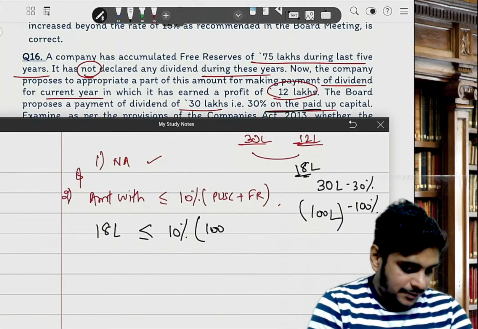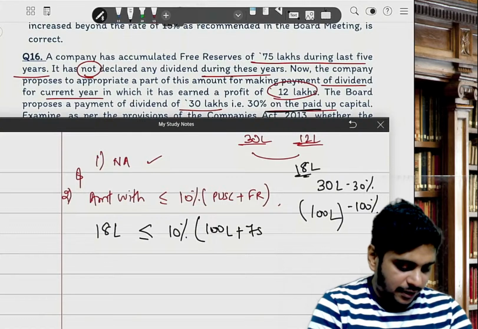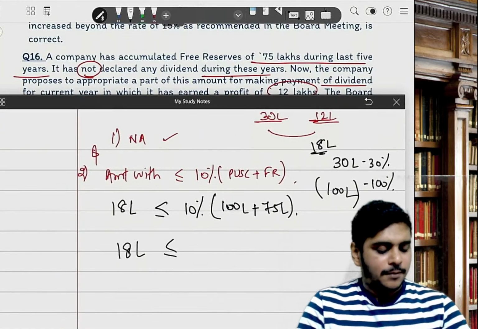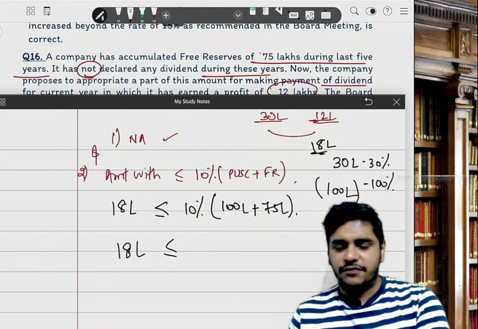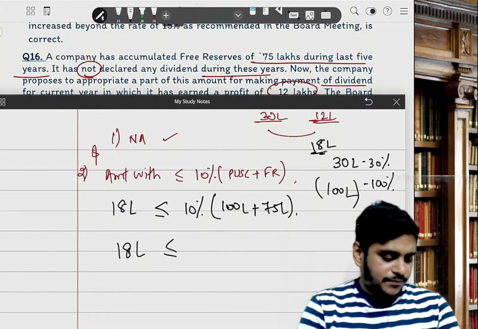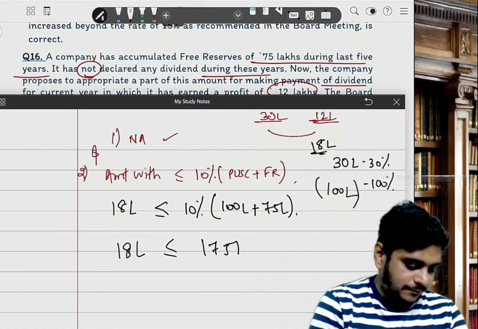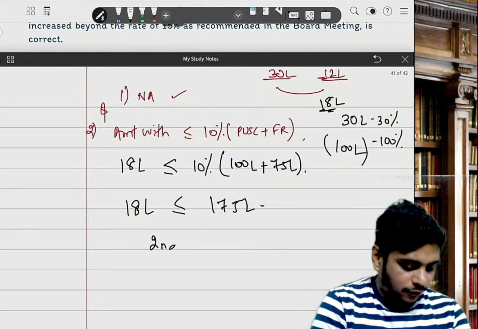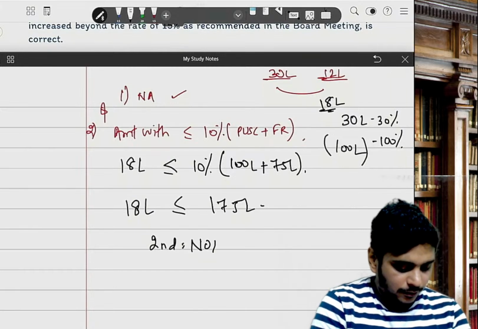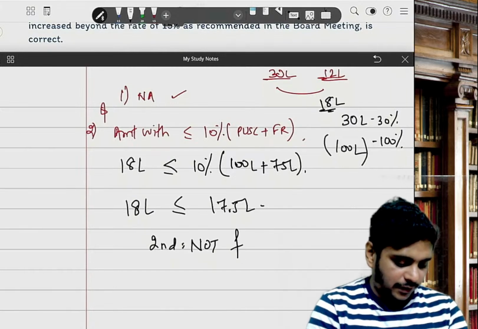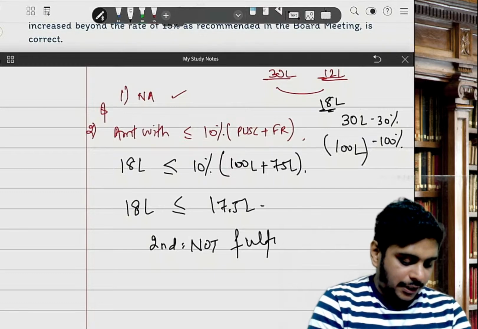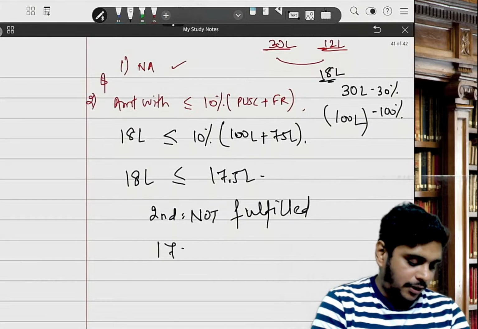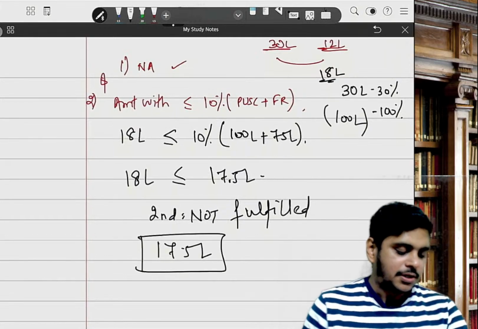So 100 lakhs plus my free reserves of 75 lakhs gives 175. My 18 lakhs should be less than or equal to 10% of 175, which is 17.5 lakhs. The second condition is not fulfilled. That means they can give dividend, but they can't give 18 lakhs. They can give 17.5 lakhs.